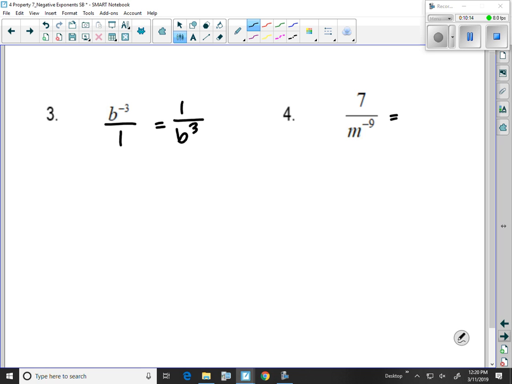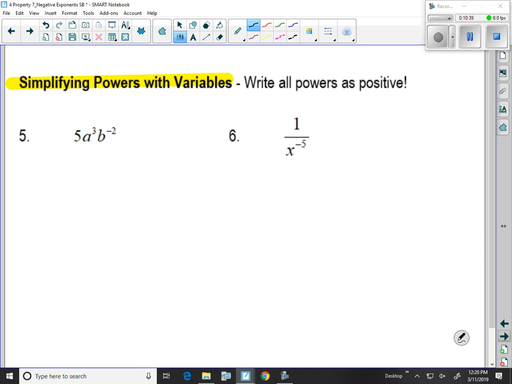Okay, now on number 4, we don't flip the fraction. The 7 is fine where he's at. But the m to the negative 9, not so much. So we're going to move the m to the 9th upstairs. Do we have to put it over 1? No, you do not have to. Sometimes it helps people to visually see it that way, so if you want to, you can.